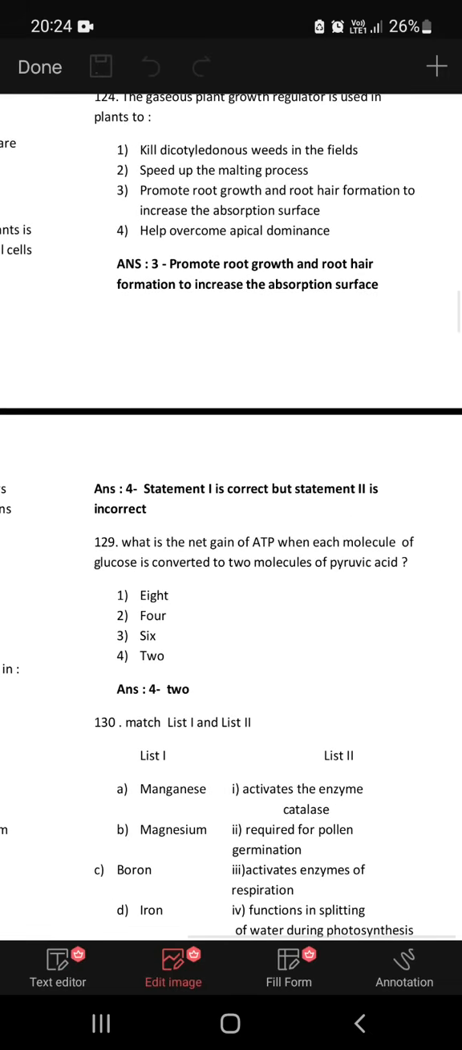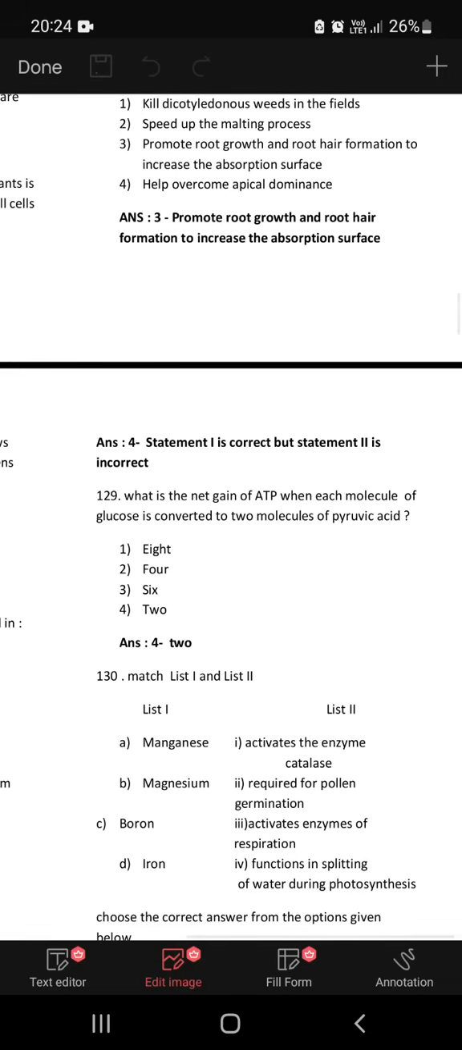What is the net gain of ATP when each molecule of glucose is converted to two molecules of pyruvic acid? They are talking about the glycolysis process. See, 4 ATPs are formed, 2 ATPs are utilized. So the net ATP formed will be 2 ATPs.